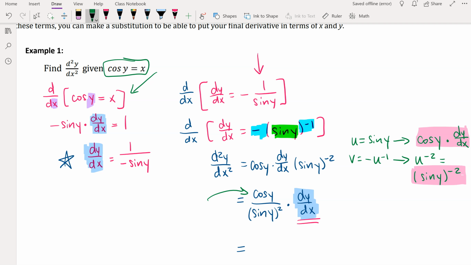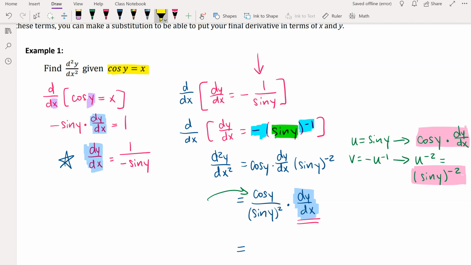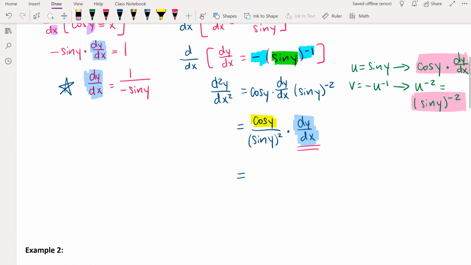Cosine y equals x. So we're going to plug that in as well. So I'll highlight that for y'all. Let's see. Cosine y equals x. We're putting x here. Cool. And then we'll be done. So we have x over sine squared y.